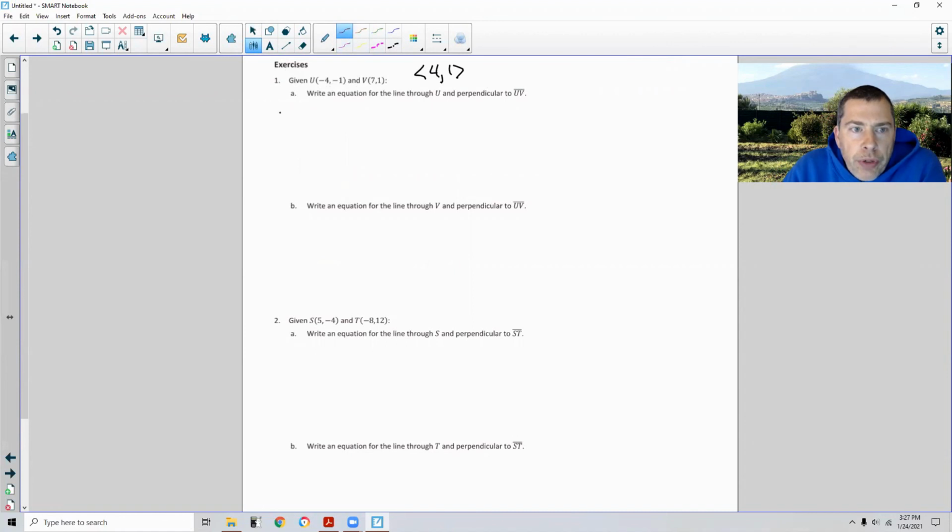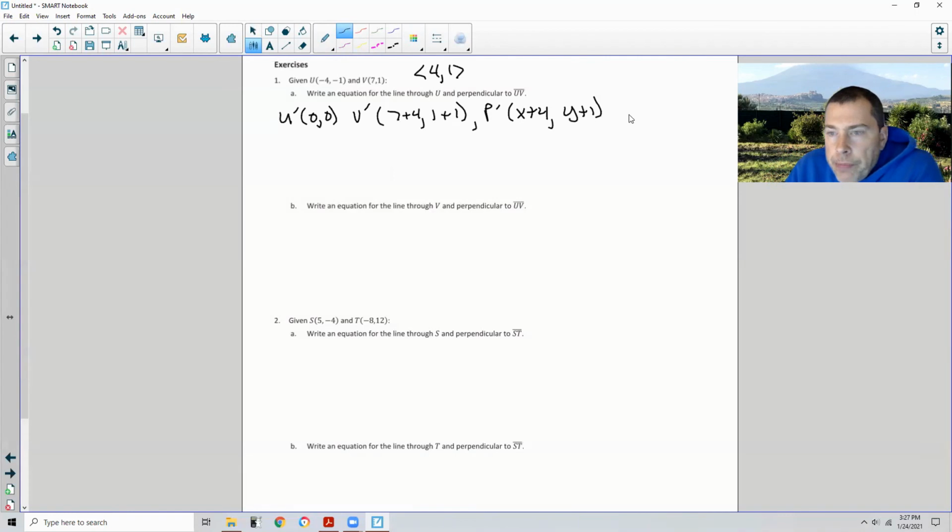So first of all, U prime is going to be 0, 0. And V prime is going to be V minus this, or V plus this, I mean. So it's going to be 7 plus 4, 1 plus 1. All right, so this just makes that a little bit quicker. And then we want to find a point P prime, and that is going to be x plus 4, y plus 1. All right.